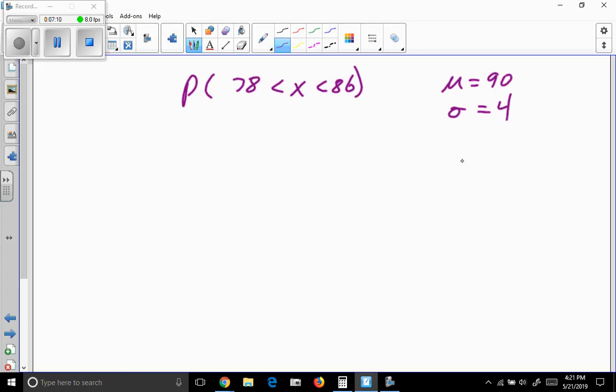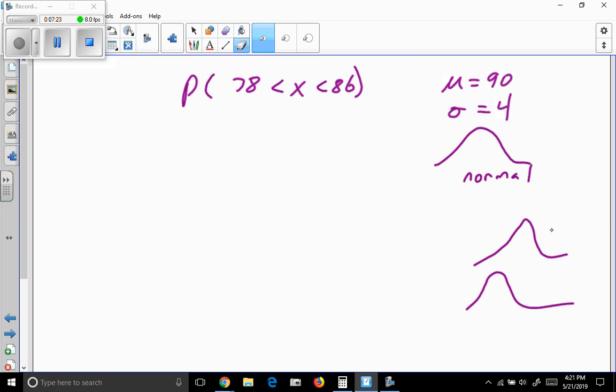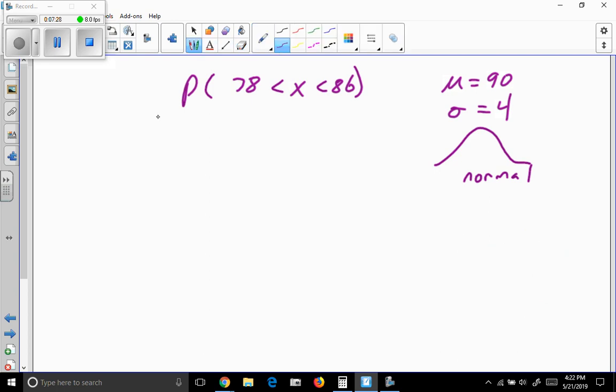Now this only works because we're told that this is a normal distribution. If it was not a normal distribution, if it was a skewed distribution, then we couldn't follow this process. So this might be a test where the average for this test is 90 with a standard deviation of 4, and we want to find out what is the likelihood that someone scores between 78 and 86 on this test.